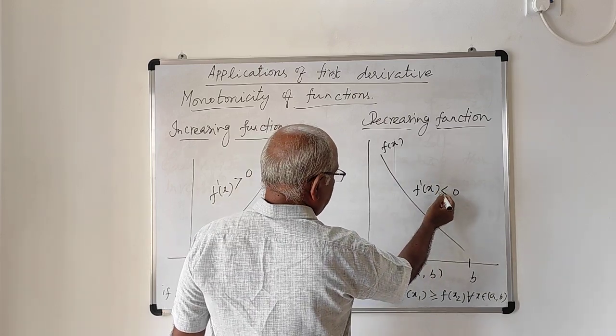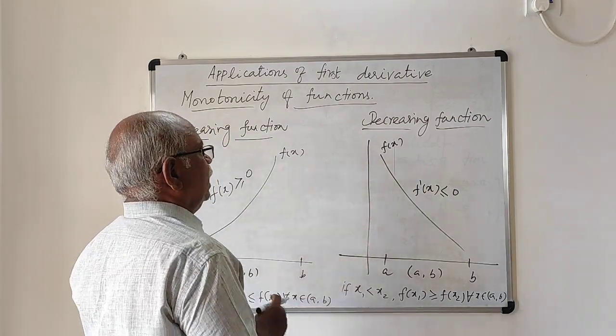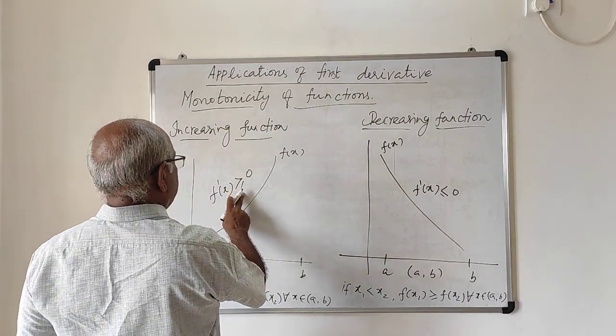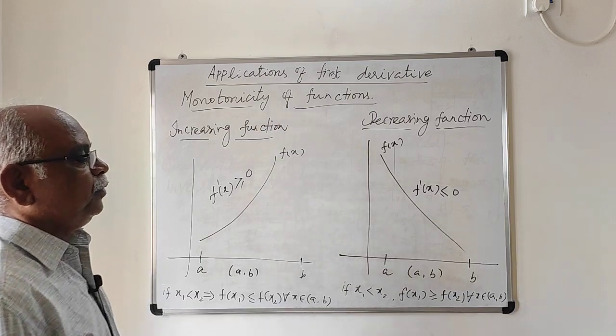Less than or equal to means decreasing function. Greater than or equal to means increasing function. Strictly less than or strictly greater than means this is strictly increasing or strictly decreasing. We will see one by one.